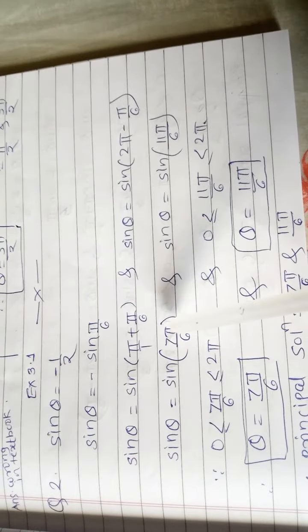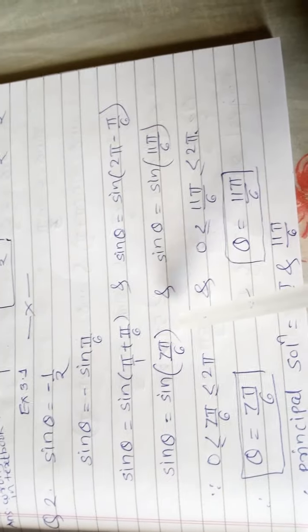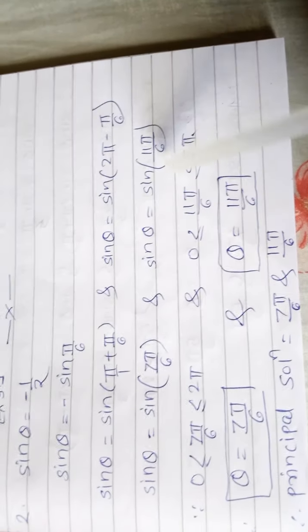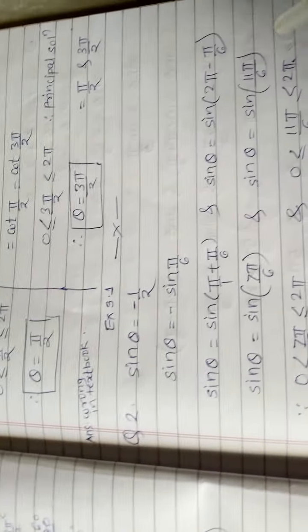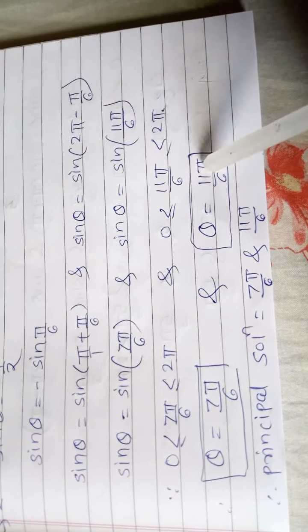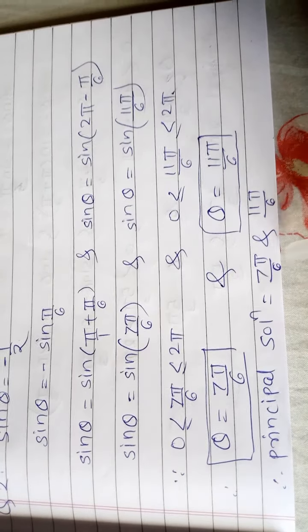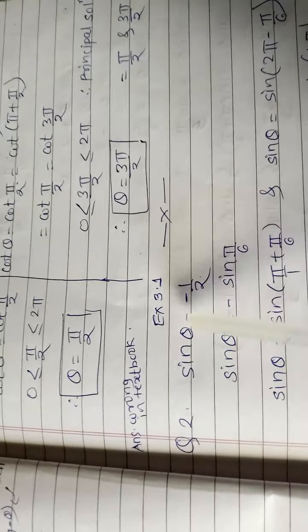These values, 7 pi by 6, also range between 0 to 2 pi. Find the value of this one, it is less than 360. Here also 11 pi by 6 we already found, that is 330 degrees, and 7 pi by 6 has the value 210 degrees. So both the values are in the range between 0 to 2 pi, and so the principal solutions are 7 pi by 6 and 11 pi by 6. So what is the difference between question 1 and question 2? In question 2 we are giving the negative values.